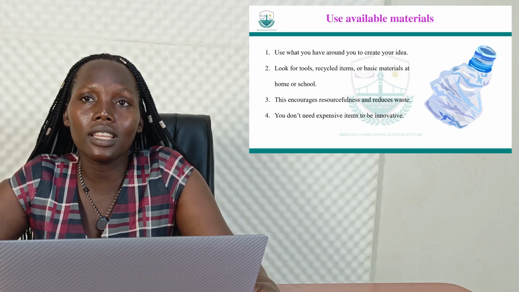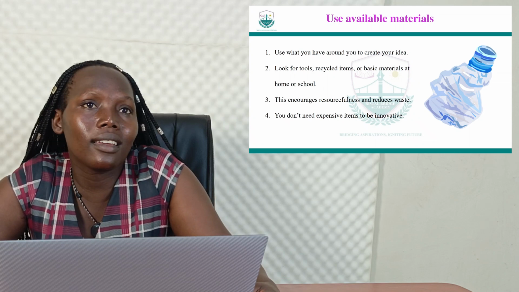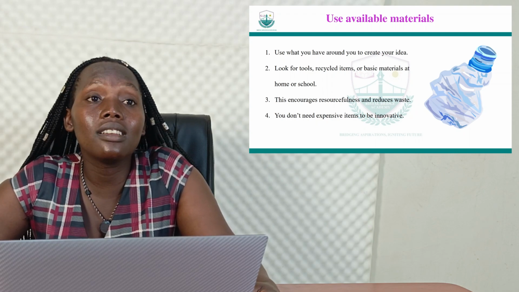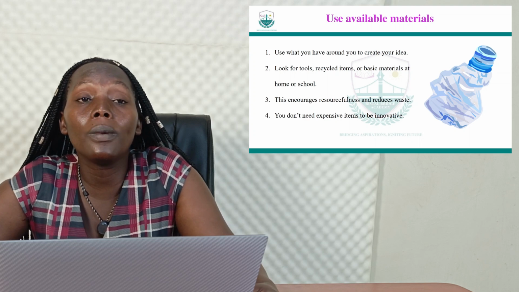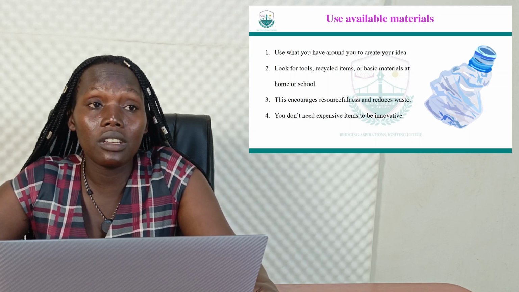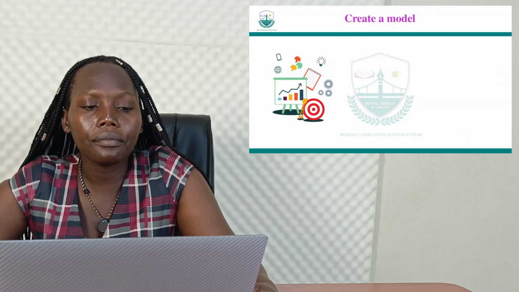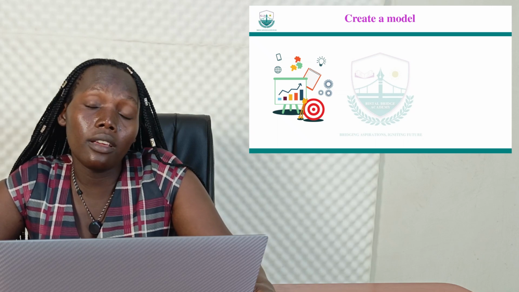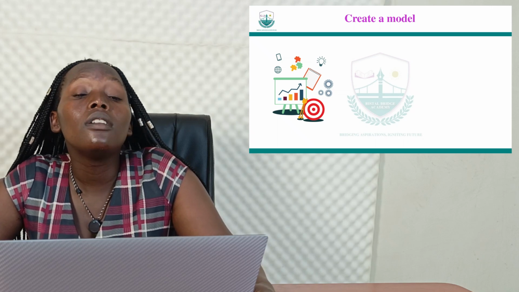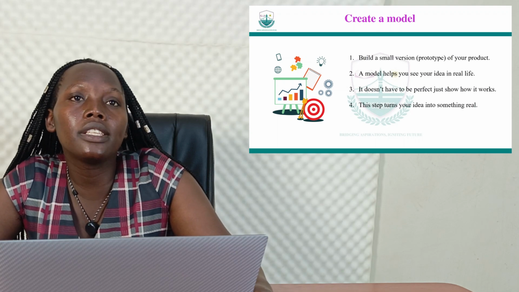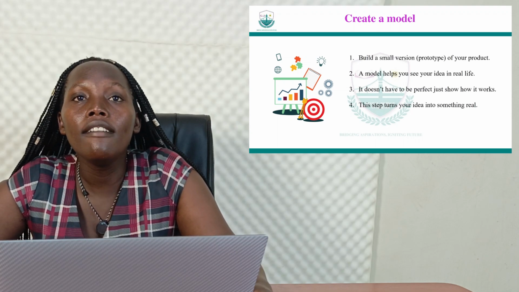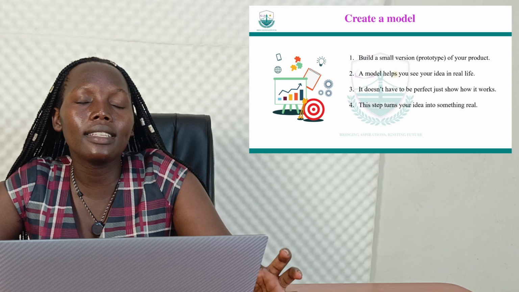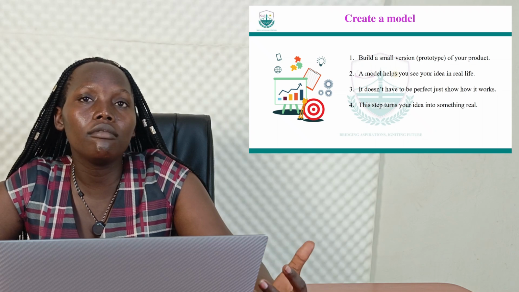You have been having it in your head, you don't even know how it will look, but when you create a model, it will help you to turn this idea into something. Then you need to test and improve. In testing and improving, you need to try it out and make it better. You need to test your model to see if it solves the problem. Remember, we identified the problem and we are trying to solve it. So does your model really solve your problem?